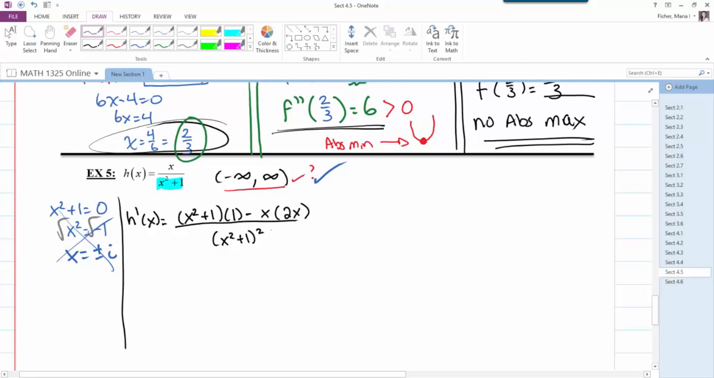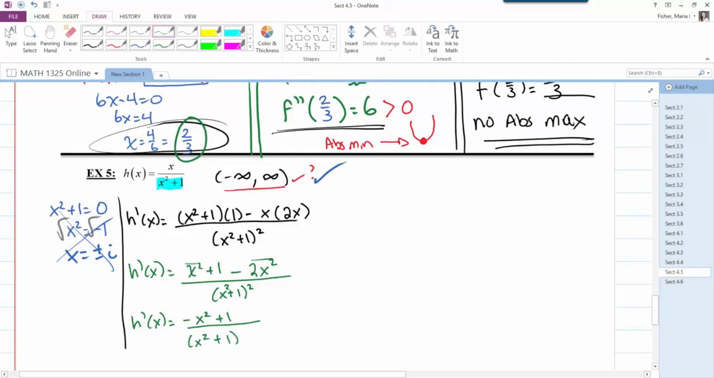Now, since I need to find the second derivative, I am going to need to clean this up. So h prime of x is going to equal, well, anything times 1 is itself. And then x times 2x is 2x squared. Here, my x squareds are like terms, and I end up with h prime of x is equal to negative x squared plus 1 all over x squared plus 1 squared.